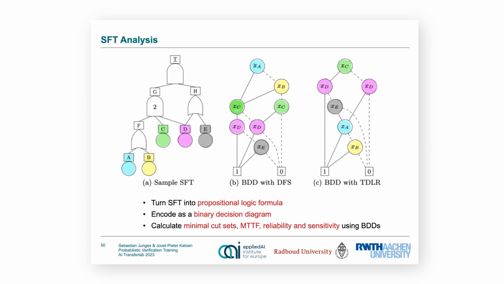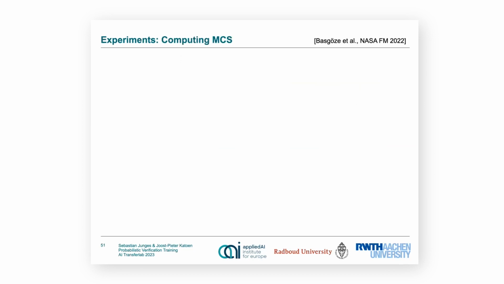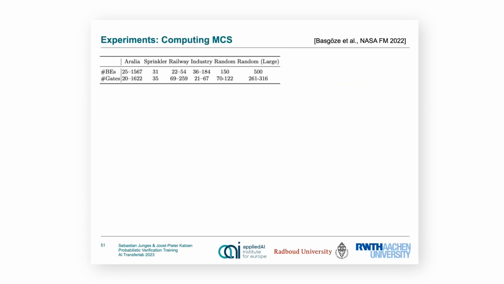You can calculate the mean time to fail. So what's the expected time that you need in order that the root of the tree fails? Reliability: what's the probability that your root will fail within a certain deadline? You can all do this using analysis on BDDs. Good. This is also in Storm.